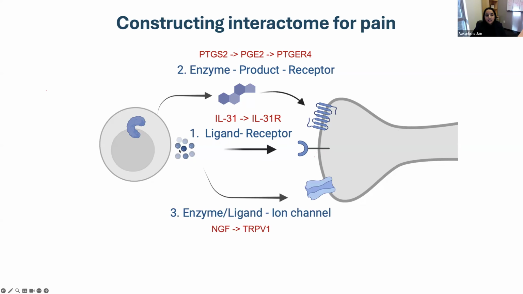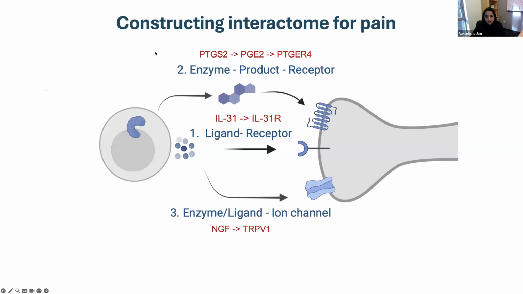And for the purpose of pain research, we also included this other type of interaction where the ligand does not directly interact with the receptor. For example, nerve growth factor that's made by macrophages and mast cells can alter TRPV1 expression or TRPV1 function, but ion channels like TRPV1 are not necessarily considered receptors in normal databases, but we included it in this setting.